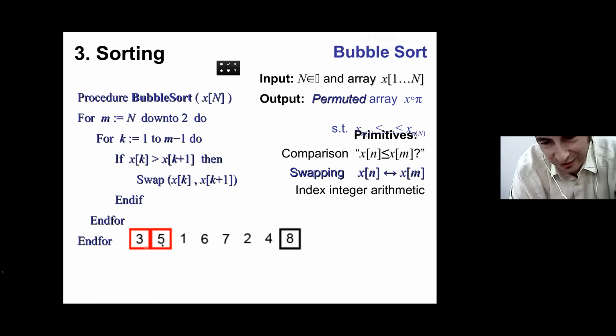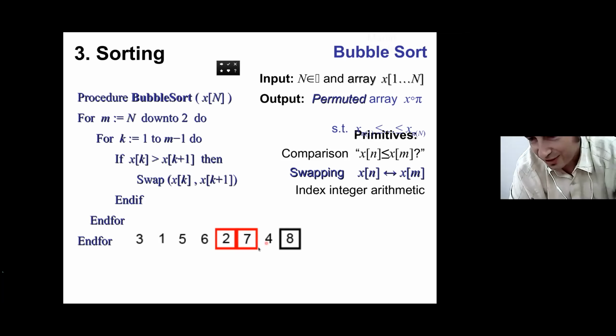So you start first. 5 is bigger than 3, so you have to change. 5 is bigger than 1, so you have to change. 5 is not bigger than 6, so you just move to the right. 6 is not bigger than 7, so you just move to the right. You don't swap. 7 is bigger than 2, so you have to change. And 7 is bigger than 4, so you have to change again. And now what happens in the end is that what stands here is again the largest among all these. Okay, and now you continue.